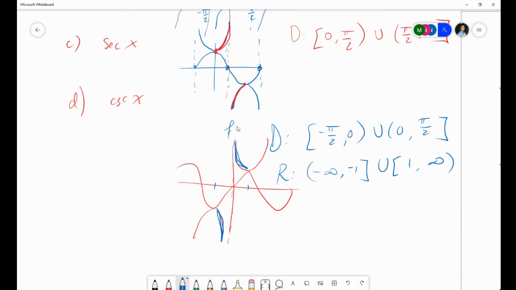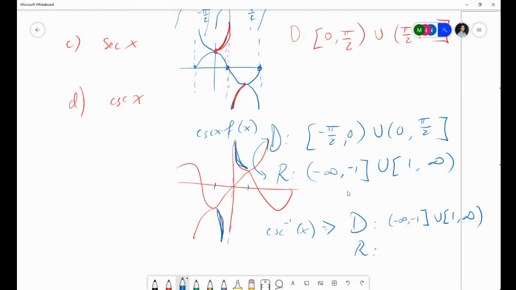So this is our original function, cosecant, right? If we take cosecant inverse of x, that means that the domain and range here will just switch. So that means the domain of my cosecant inverse is -infinity to -1.